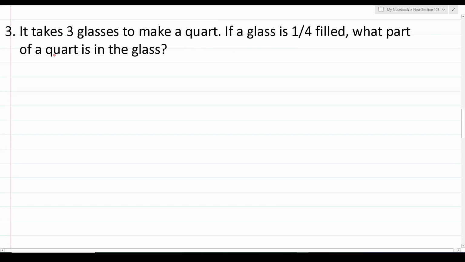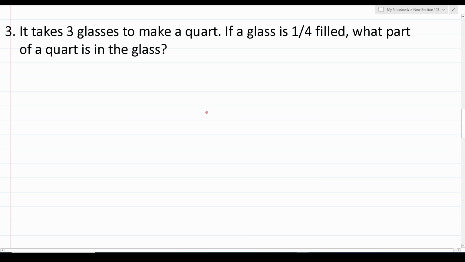All right, so number 3 says it takes 3 glasses to make a quart. If a glass is a quarter filled, what part of a quart is in the glass? All right, so at first glance, you might be saying to yourself, well, there are 4 cups in a quart, and this is a conversion problem.